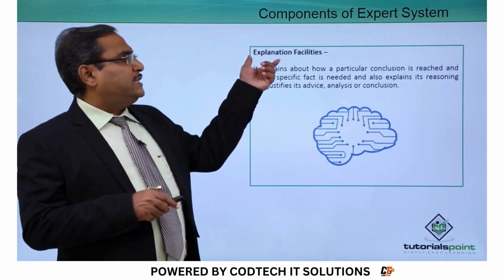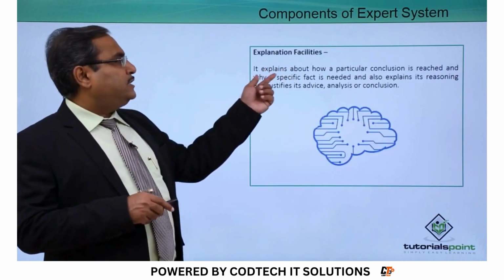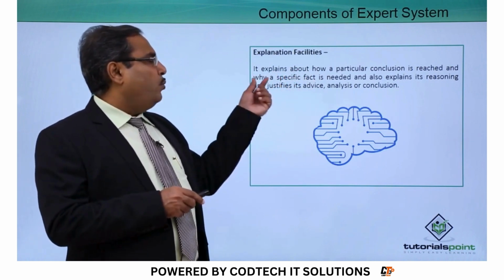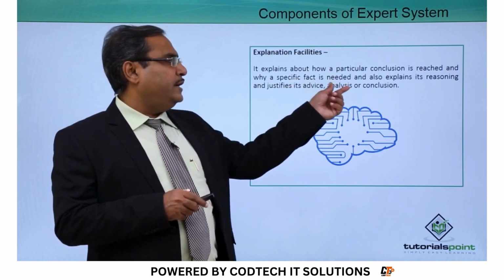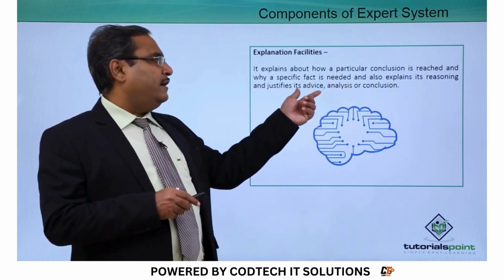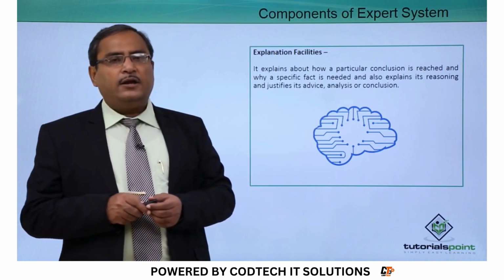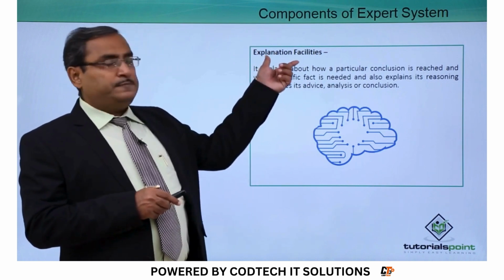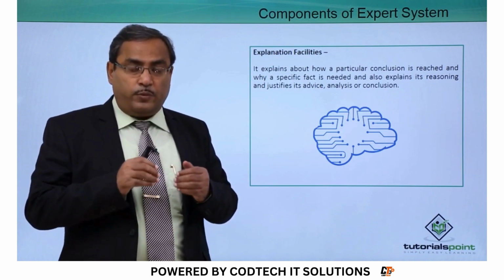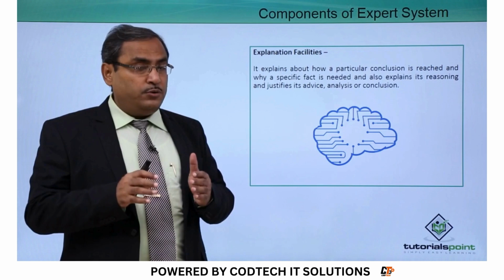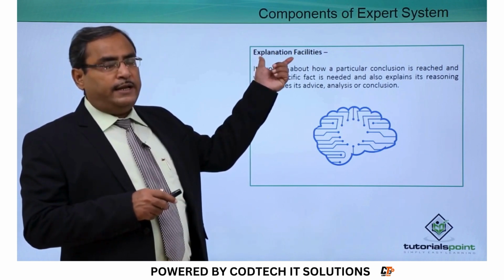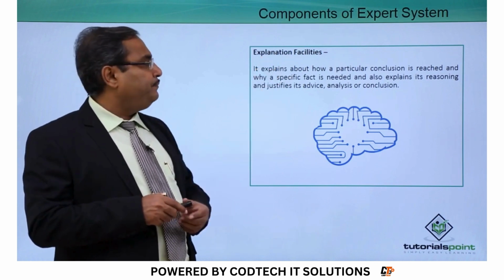Then we have the explanation facilities. It explains how a particular conclusion is reached and why a specific fact is needed, and also explains its reasoning and justifies its advice, analysis and conclusion. So this explanation facility will decide what different information is required and in which order it will be required. Everything will be decided in this explanation facility.